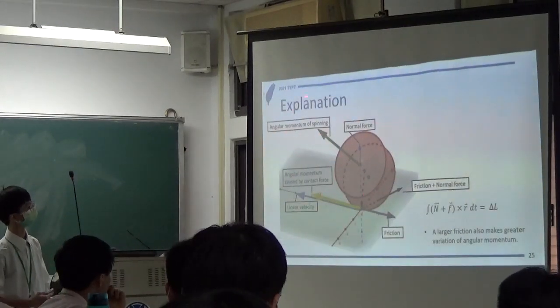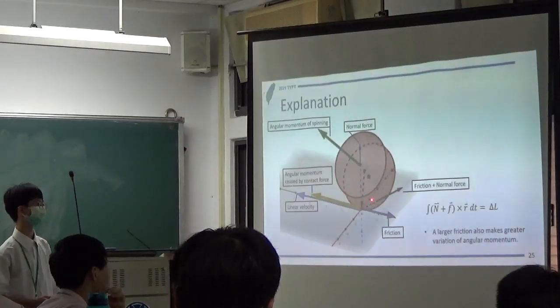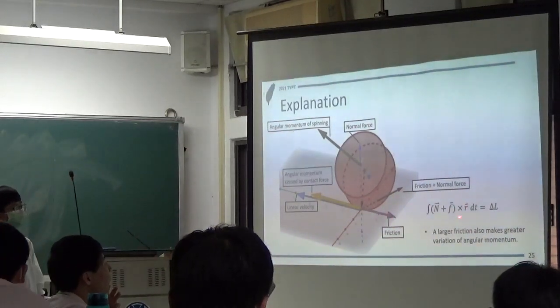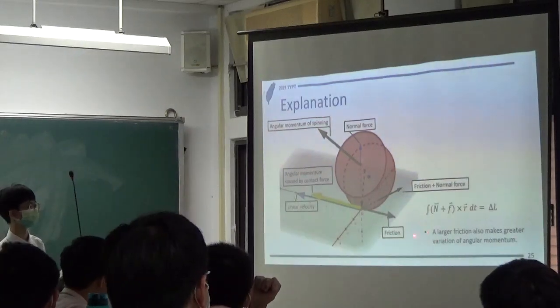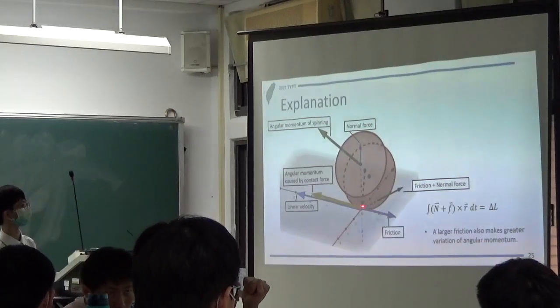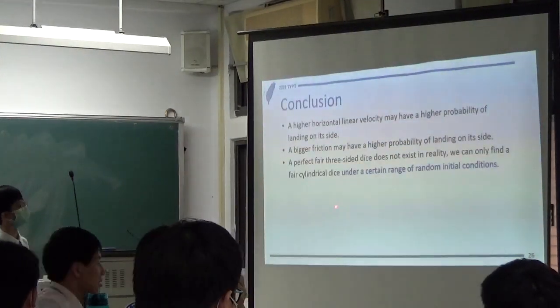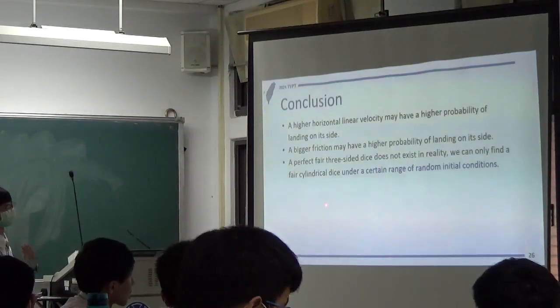So this explanation, as I previously said, is that a larger friction will also make a greater variation of angular momentum. So yeah, it does affect the possibility. Okay, and then I will make the conclusion.